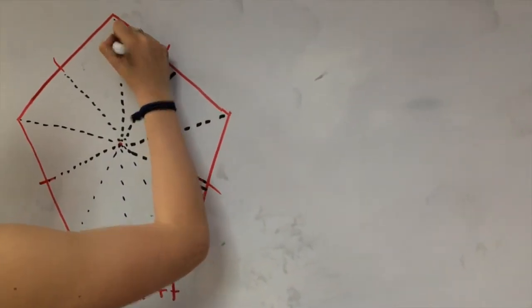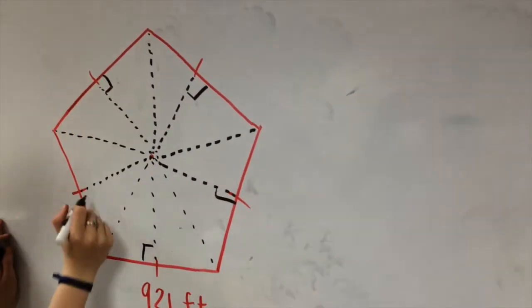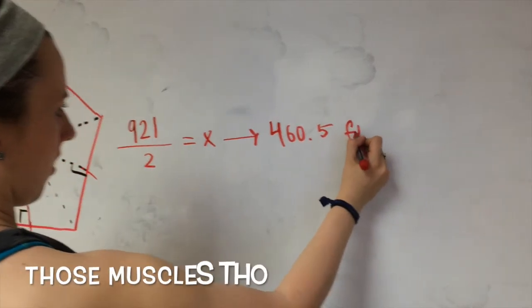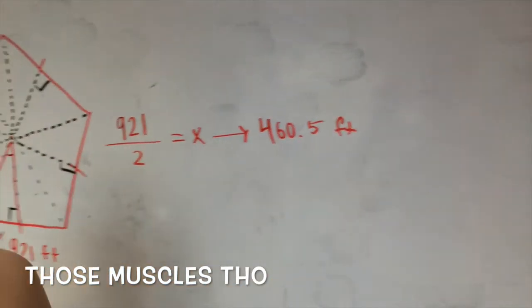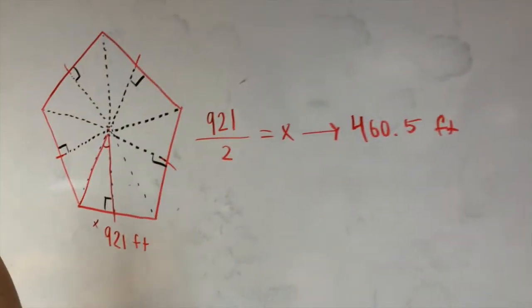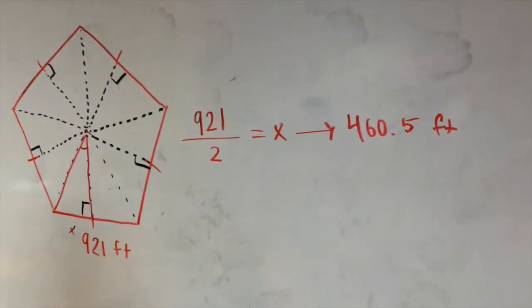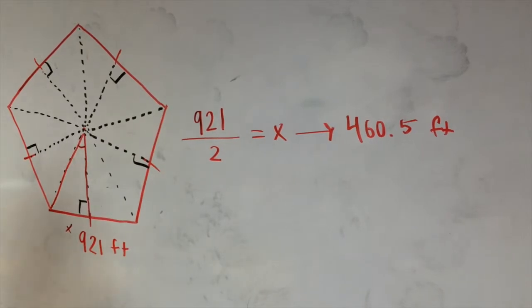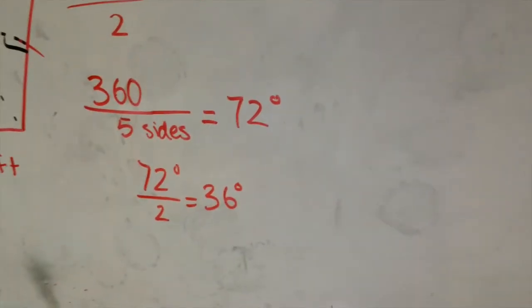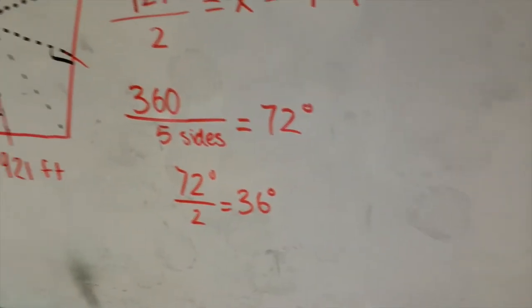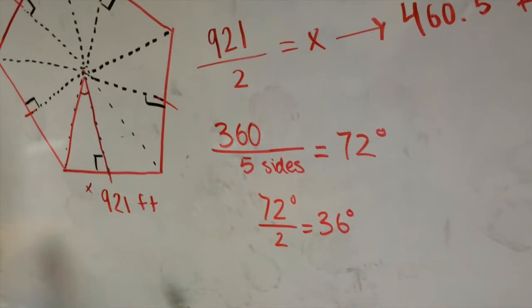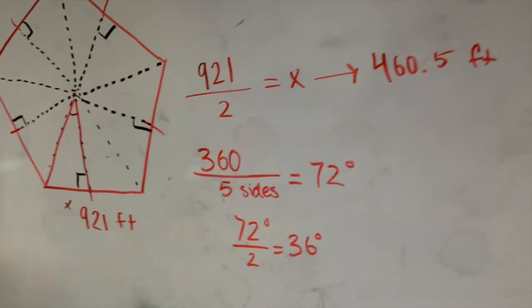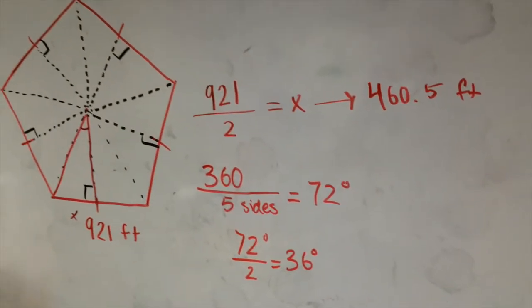So here we have 10 right triangles. And it's going to be 360 divided by 5 to get 72. And then divided by 2 to get 36 degrees. And each side length is 921, so divide by 2. And that equals x, and that's going to be 460.5. And then, yep, the angle's going to be 36 degrees.